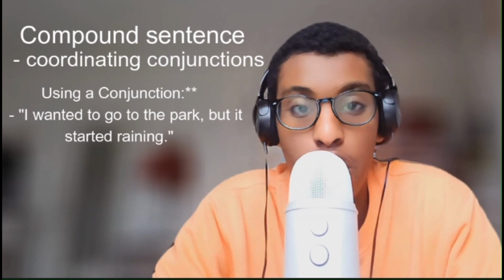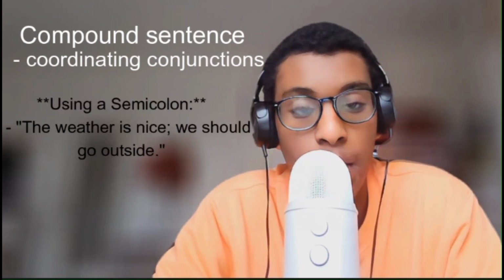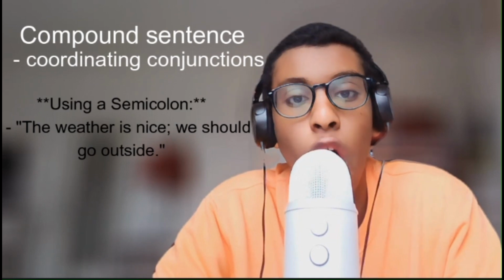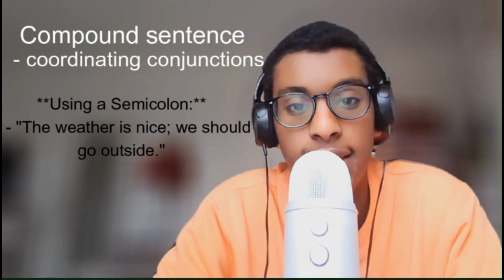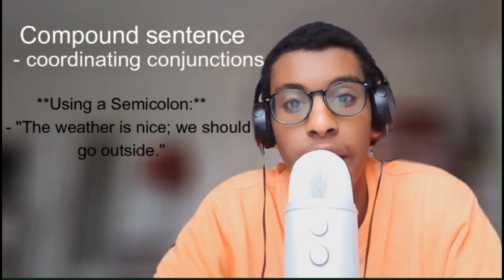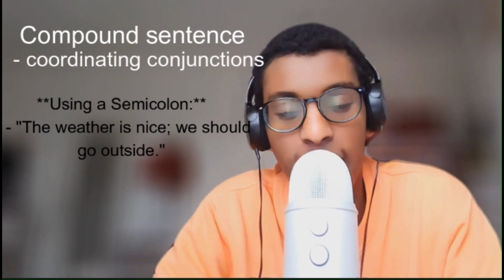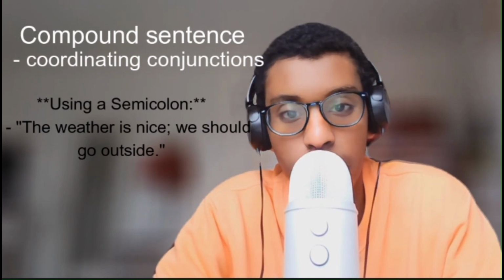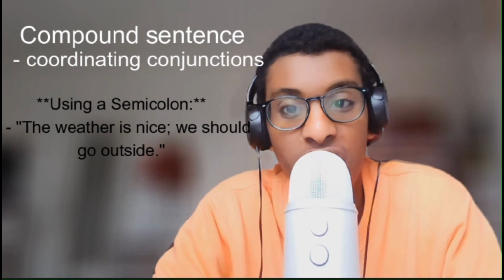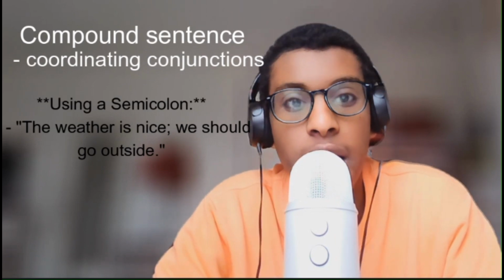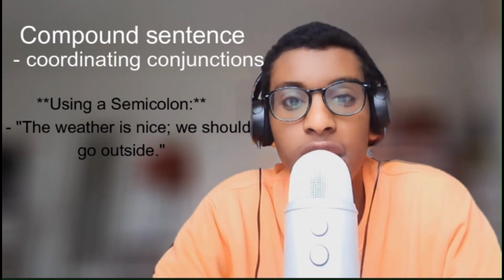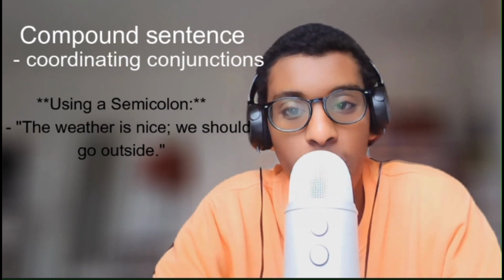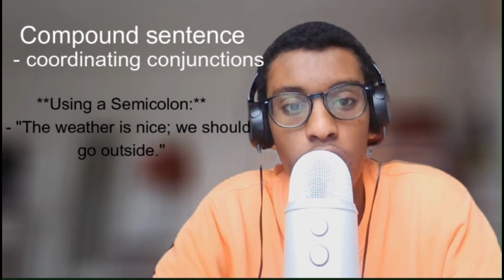And next, using a semicolon. For example, the weather is nice; we should go outside. In this sentence, the semicolon serves to connect two independent clauses that are closely related in context. The use of a semicolon emphasizes the connection between enjoying pleasant weather and the suggestion to engage in outdoor activity without relying on a conjunction.